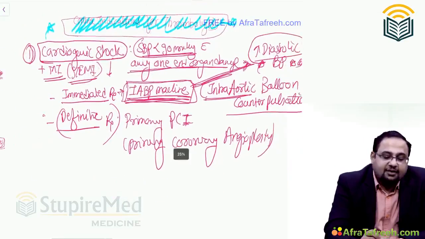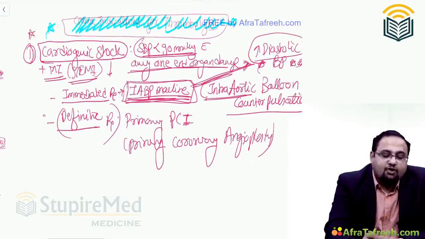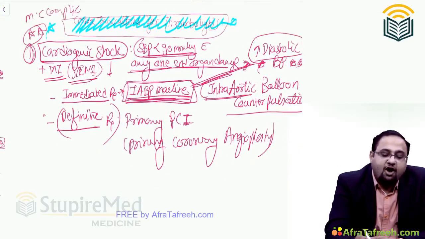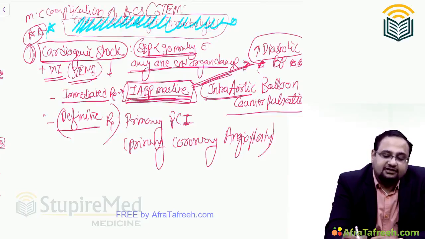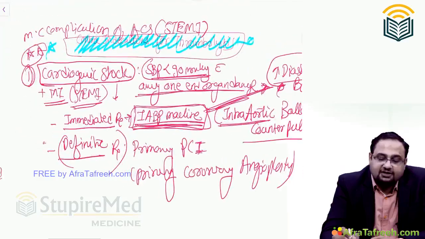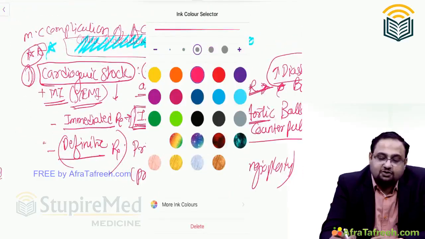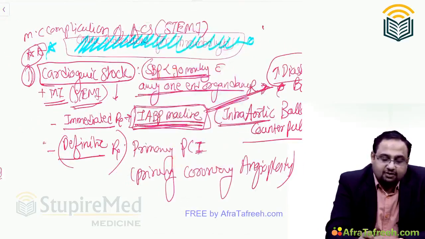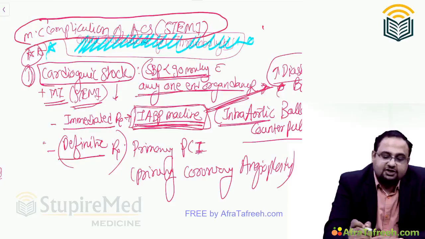We are studying, remember, cardiogenic shock is the most common complication of acute coronary syndromes, particularly ST segment elevation myocardial infarction. Please make a note of this friends. That is what you are supposed to know: the most common complication of acute coronary syndrome is cardiogenic shock.